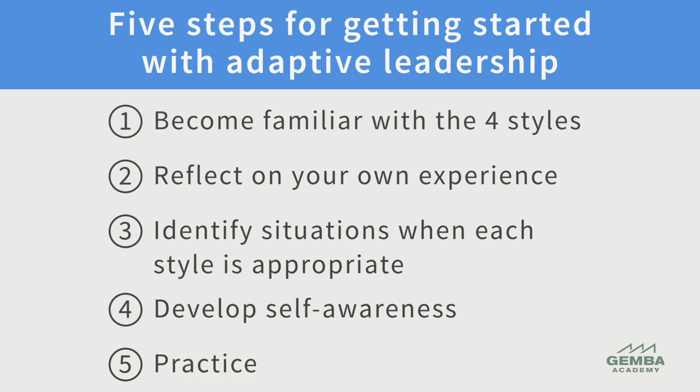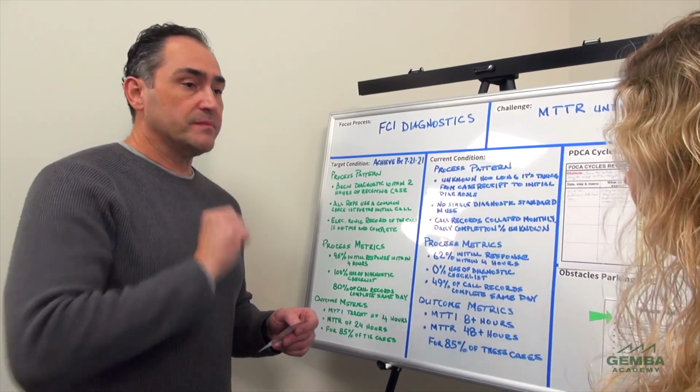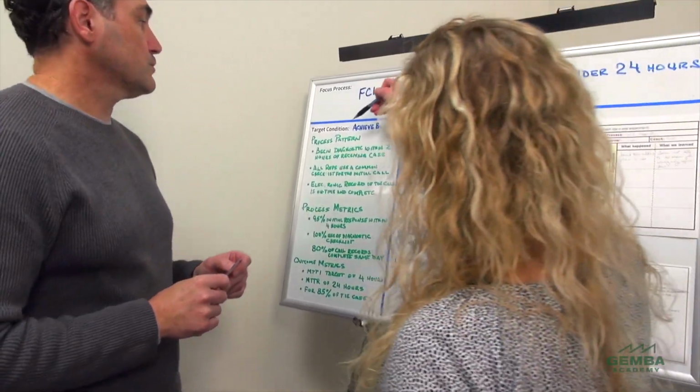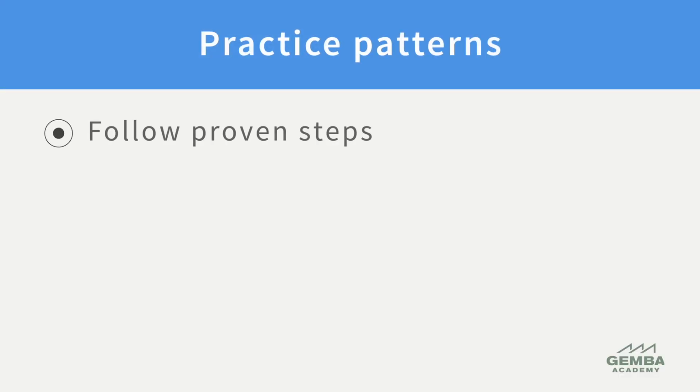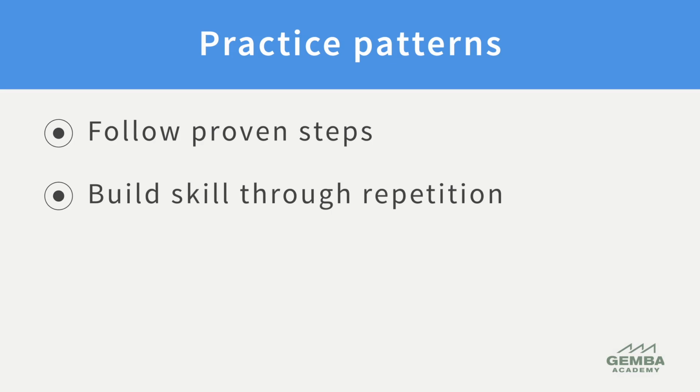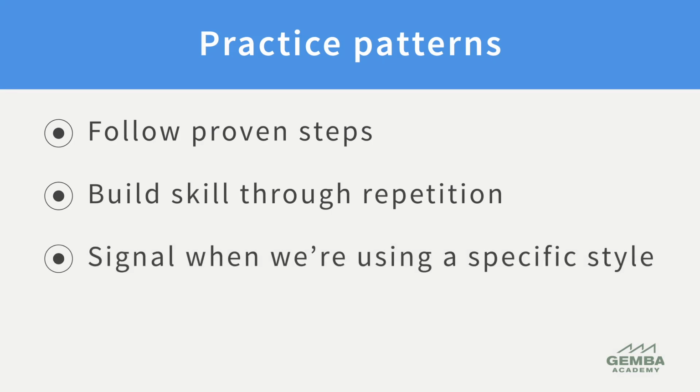Breaking old habits and forming new ones is difficult even in the most ideal situations. This can be especially true when we're learning new leadership styles while being faced with challenging people or situations. That's why it's very helpful to have scripts and practice patterns to follow when learning new leadership styles. Although it may feel awkward or unnatural at first, practice patterns allow us to follow proven steps, use repetition to build skill, and help people recognize when we're employing a specific leadership style.